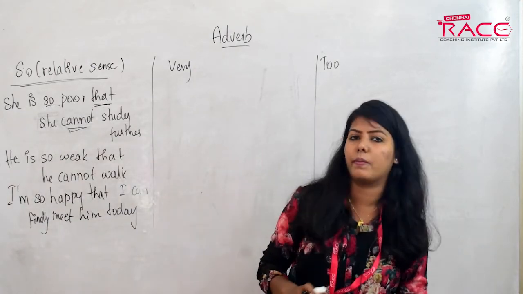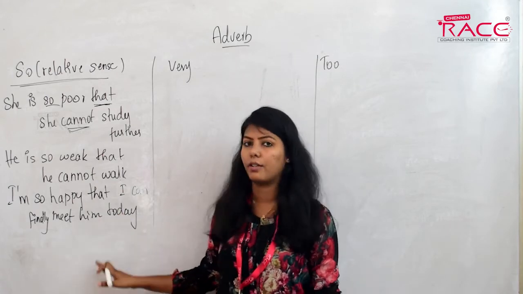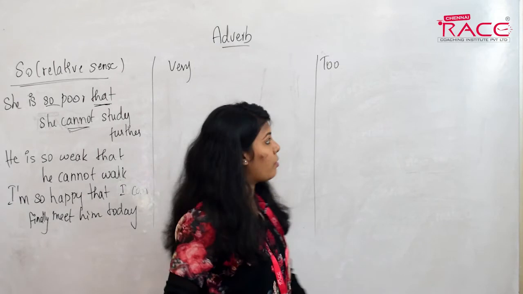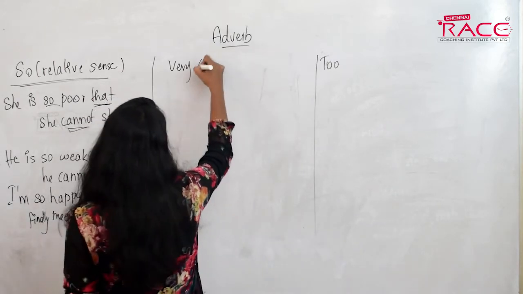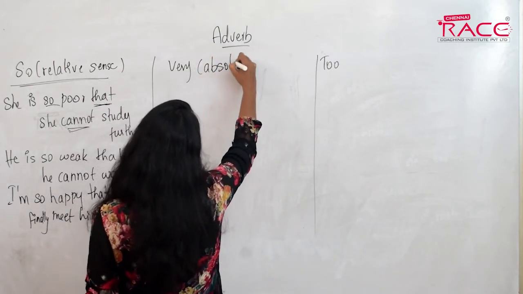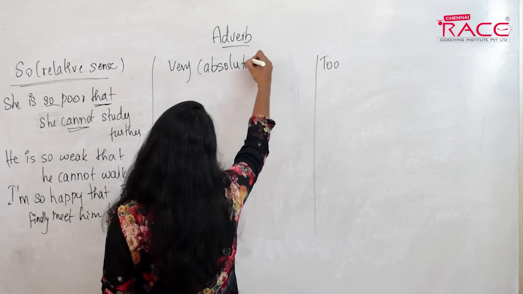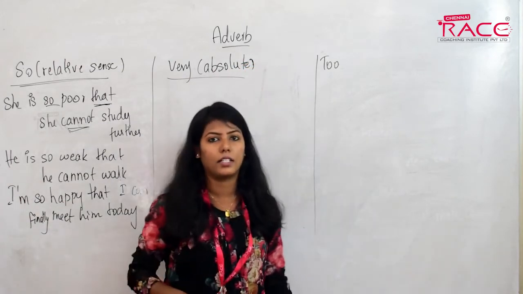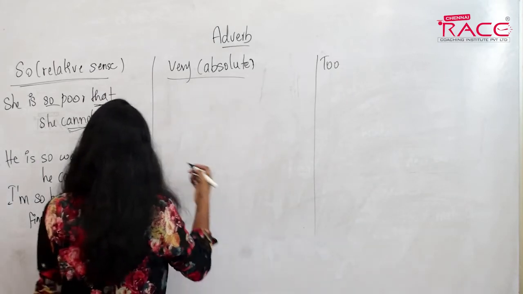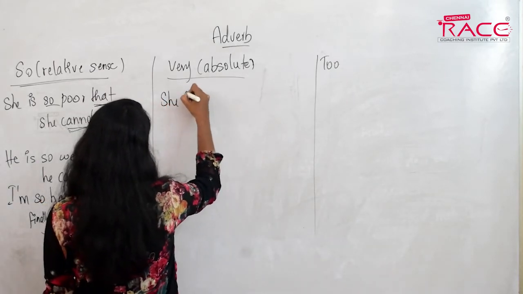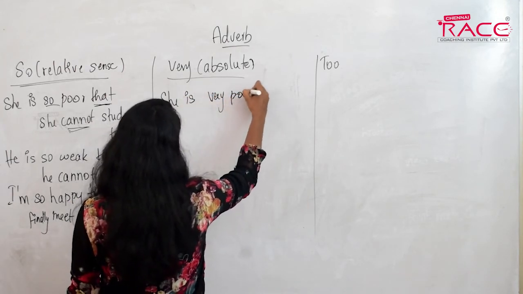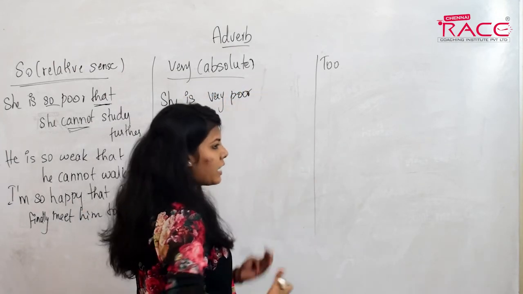So must always be followed by a reason. Here, very is used in an absolute sense, to tell you nothing more than the information alone. Nothing more, nothing less. Only the information. For example, they would say she is very poor. Due to that, what happened, what didn't happen doesn't matter.